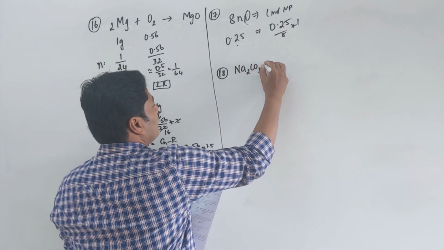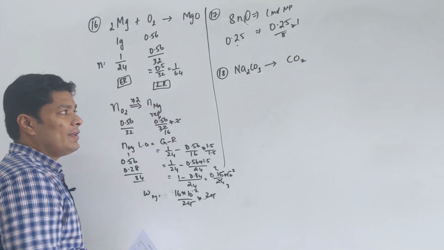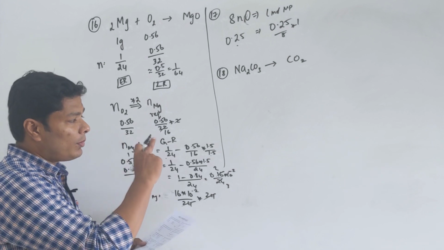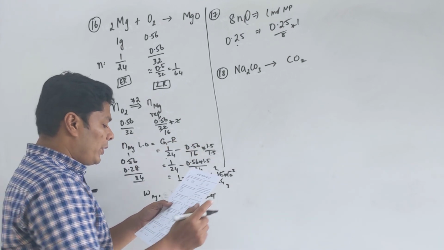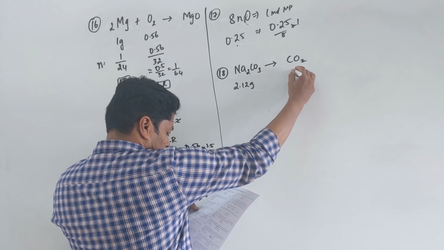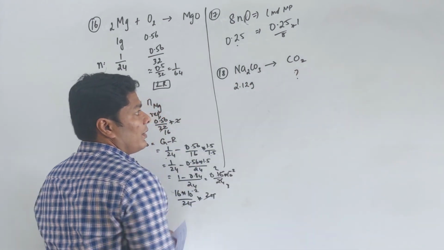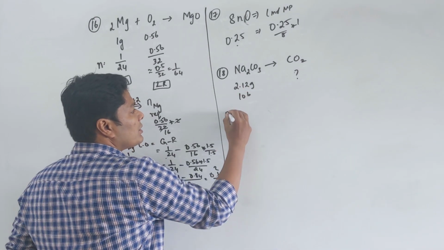Na2CO3 is heated? You don't need to know what exactly forms. For one molecule of Na2CO3, 1 mole of CO2 comes. So 2.12 grams of this, and they are talking about what is the volume in liters of a gas. Molecular weight is 106. So what is the moles of this?